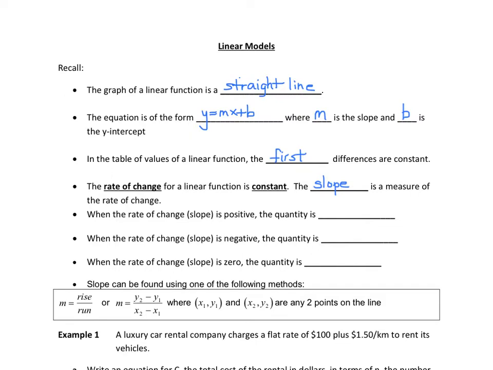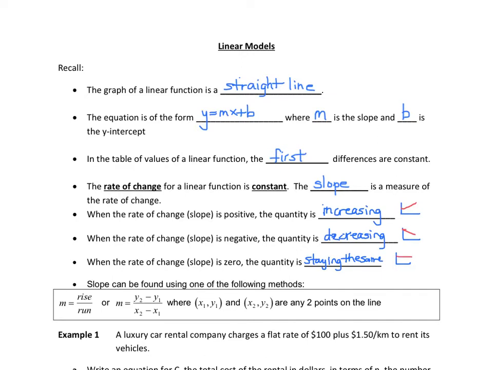Next it says when the rate of change or the slope is positive, the quantity is increasing. Okay, so on a graph, that would be having a line that is going up to the right. When the rate of change or the slope is negative, the quantity is decreasing. So on your graph, your line would be going down to the right. And when the rate of change or the slope is 0, the quantity is staying the same. So there's no change in your y values. So that graph would just look like a horizontal line.